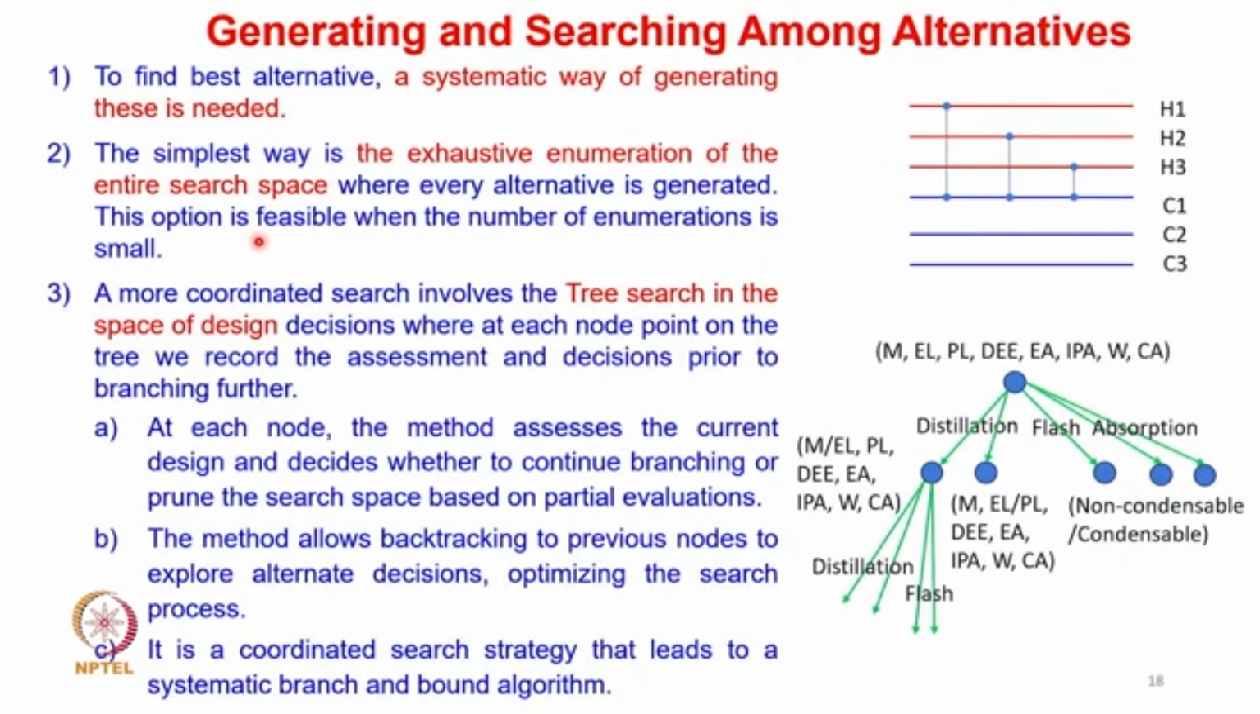So the important question here is how we can generate and search different alternatives. The best alternative has to be found from several possible alternatives generated, and there should be a systematic way of generating these alternative flow sheets. The simplest way to generate the alternative flow sheets is an exhaustive enumeration of the entire search space, where every alternative is generated. This option is feasible when the number of enumerations is small.